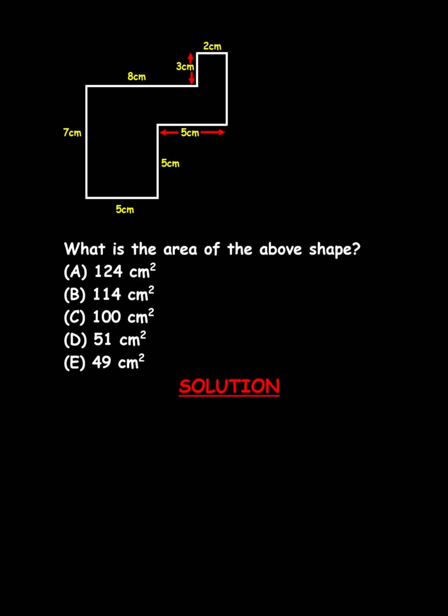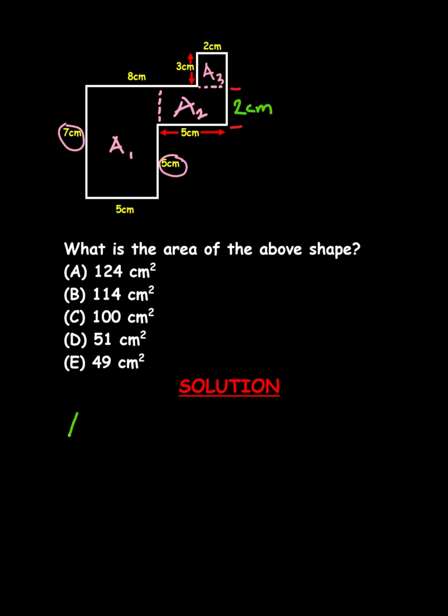What is the area of the above shape? Solution. Let's partition the polygon into common shapes. Next, we first find the unknown side. If this side is 7 cm and here is 5 cm, then 7 minus 5 gives 2 cm.